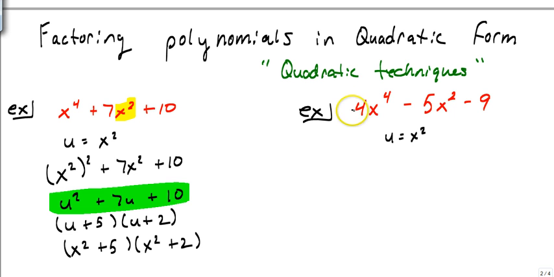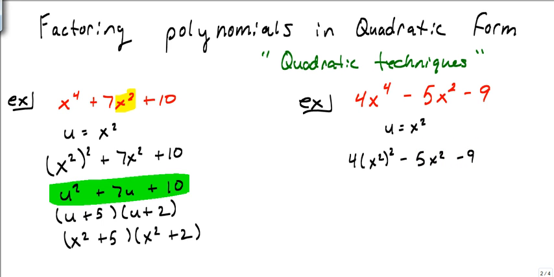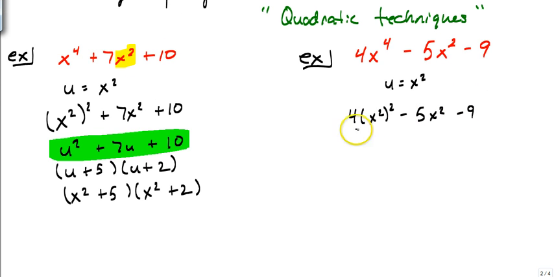Okay, so the first thing you should do is rewrite the problem with x squared. So I'm going to do 4 times x squared, quantity squared, because this is technically x to the 4th, minus 5x squared minus 9. My next step is going to be to do u substitution. So I do 4u squared. Actually, I don't even need the parentheses there. So 4u squared minus 5u minus 9.